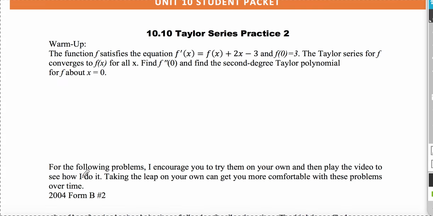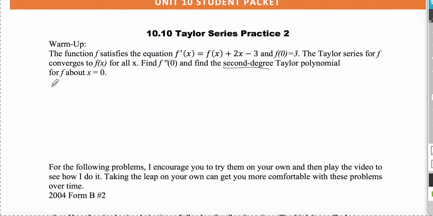All right, let's go ahead and take a look. Here it says we have the function f, and it satisfies this differential equation right here. And we know f of 0 is 3. The Taylor series for f converges to f of x for all x. Convenient. Find f double prime of 0, and find the second degree Taylor polynomial for f about x equals 0. So second degree Taylor polynomial, that means we will need this value and the first derivative value. Let's start working through this.